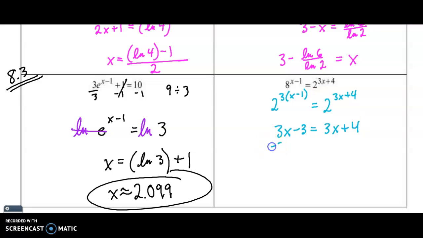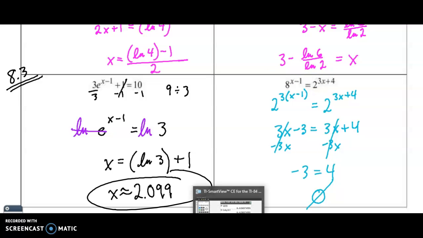Well, as I subtract 3x over, we kind of have a false statement. Negative 3 equal to 4. That is impossible. There is no solution here. So what that means is that neither of these will intersect each other.